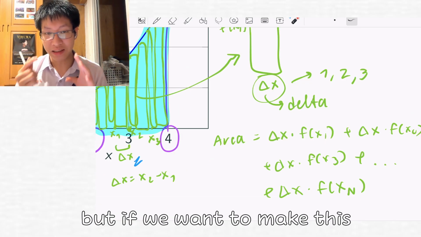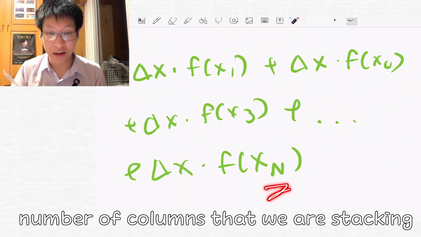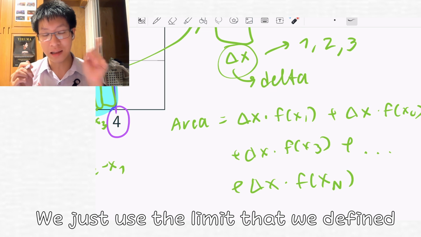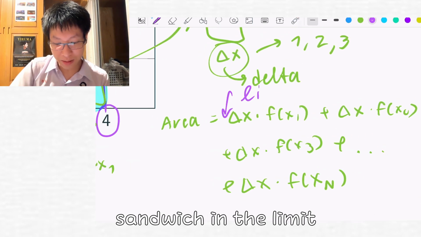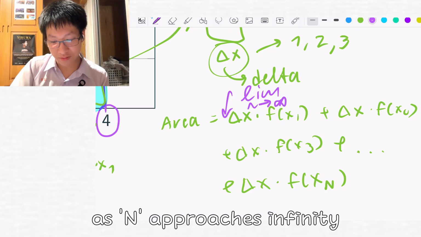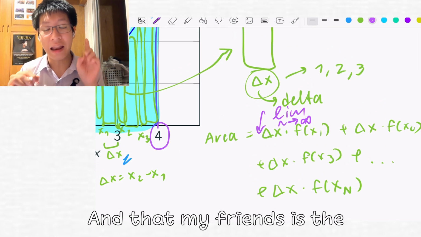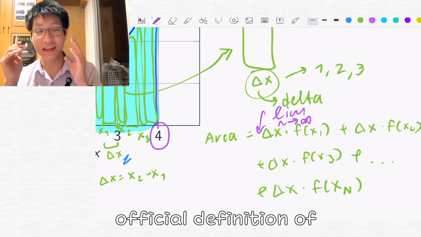But if we want to make this the exact area under the curve, then we have to make the number of columns that we are stacking approach infinity. We just use the limits that we define. So basically we can just sandwich in the limit as n approaches infinity right into the definition of the area that we just wrote. And that, my friends, is the official definition of integration.